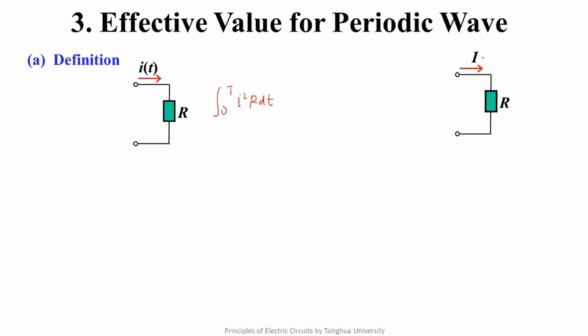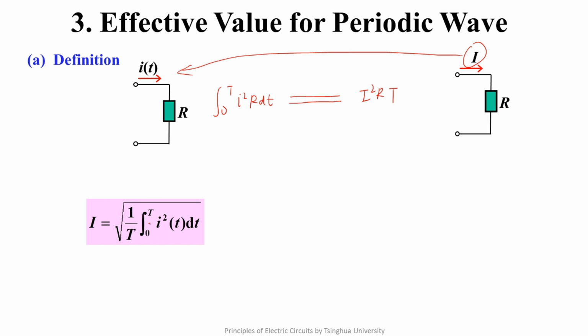Although the direct current has no cycle, we still discuss the energy delivered by the current from 0 to capital T. According to the discussion on sine wave, we can know the energy equals the square of I times R times capital T. If we want to use this dc to represent a periodic wave, we should make them equal. So we can get that the dc equals the square root of 1 over capital T times the integral of the square of i from 0 to capital T.